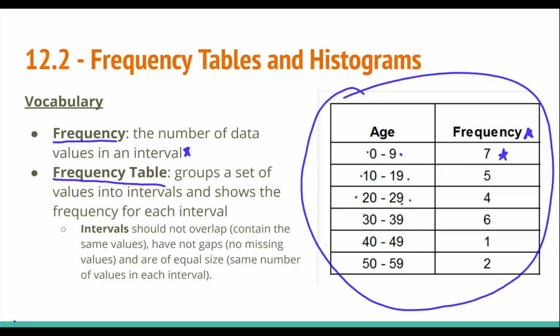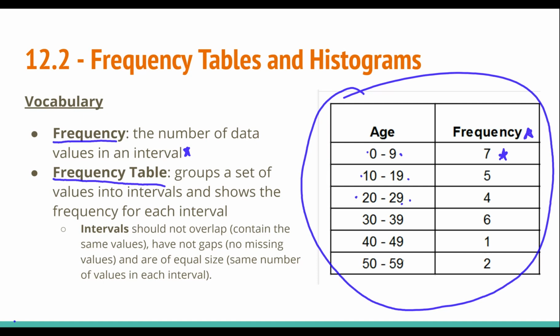And finally, if you look at all these intervals, 0 to 9, 50 to 59, they're all the same size. Hopefully it's easy to tell with these numbers since these only change by the tens. But basically, our intervals don't overlap, no gaps, equal size.